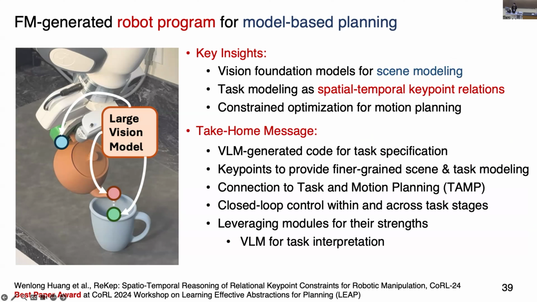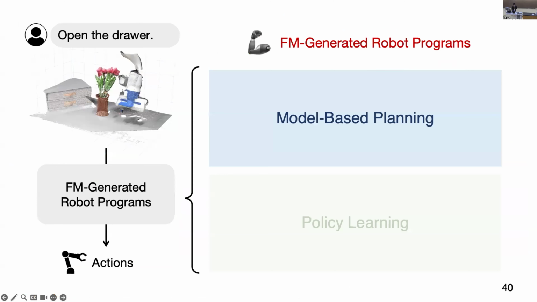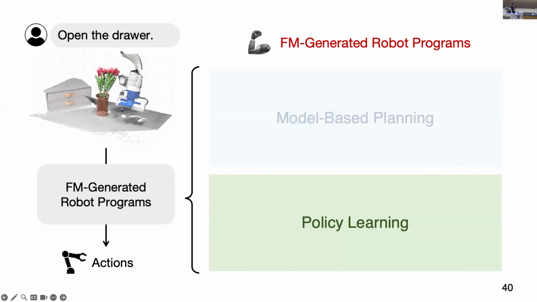This is also really a way of leveraging modules for their strengths, where the vision language model is used for task interpretation, and constraint optimization is used for motion planning. So moving on from model-based planning, what we can also do is use these codes for policy learning.